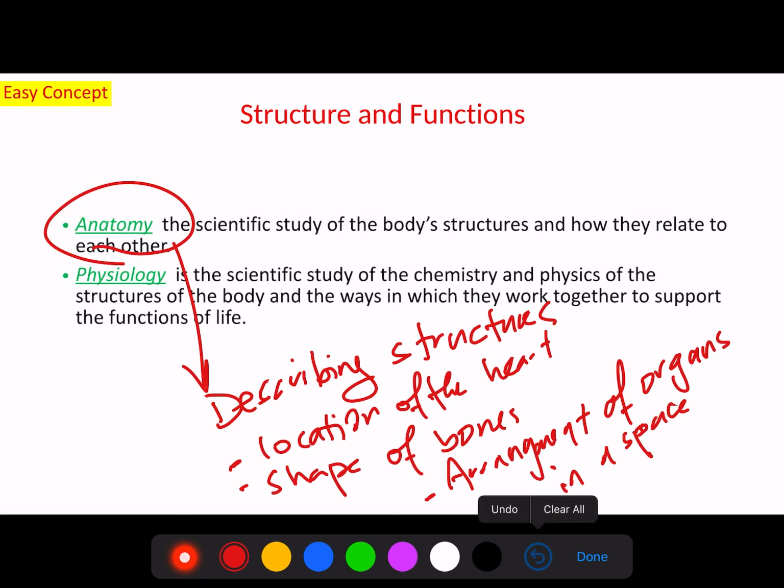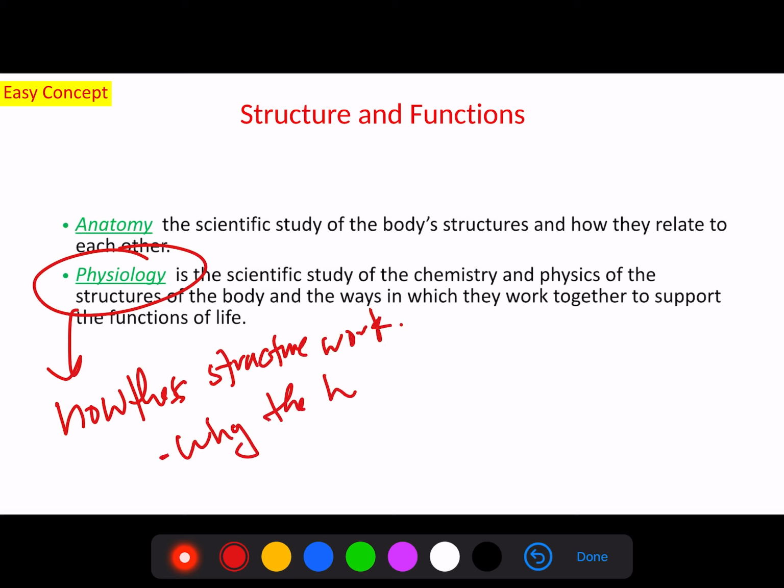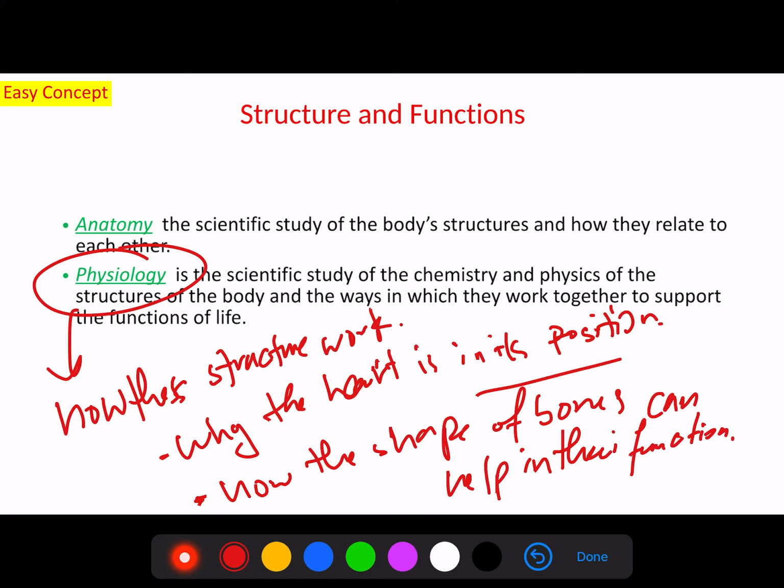However, for physiology, it will be more about how these structures work. For example, why the heart is in its position. How does this position serve the heart function? So this is physiology. How the shape of the bones can help in their function, and so on. So technically, anything in life, you can think of it in these terms, in terms of anatomy and physiology.